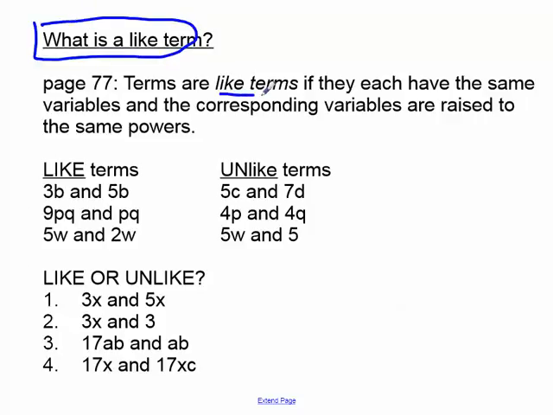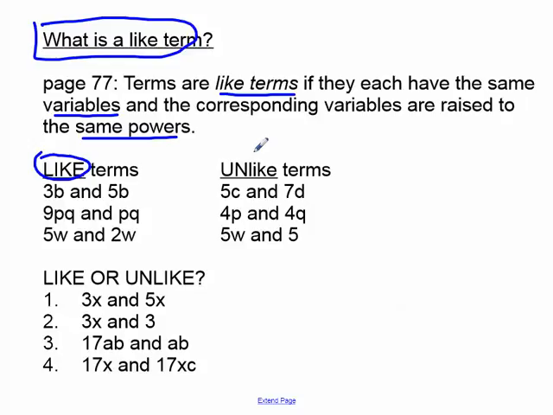Like terms are terms that have the same variables and the same powers. So like terms have exactly the same variables to exactly the same powers. So here are a couple of examples of like terms. b to the first, b to the first. PQ, PQ. W, W. These are all pairs of like terms. These are all like terms and can be combined. If we were adding these up, 3b plus 5b would be 8b.